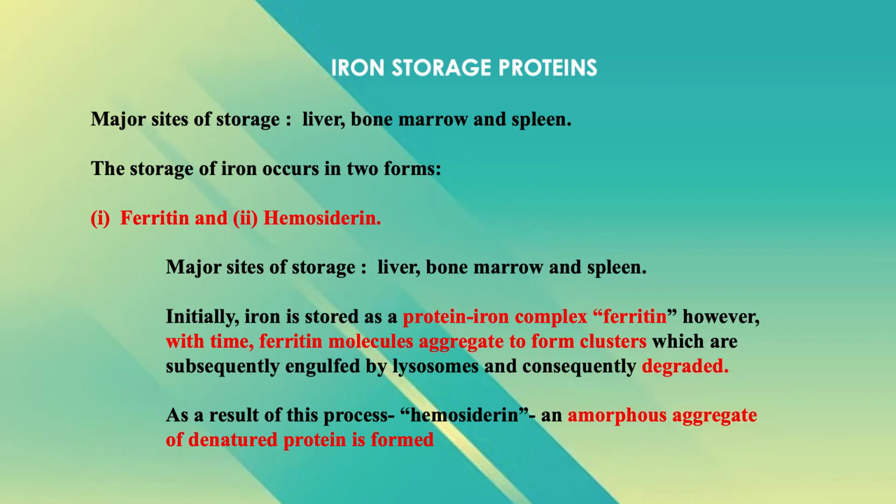Now, we are going to see what the iron storage proteins are. The major sites of iron storage, we know, are the liver, bone marrow and spleen.